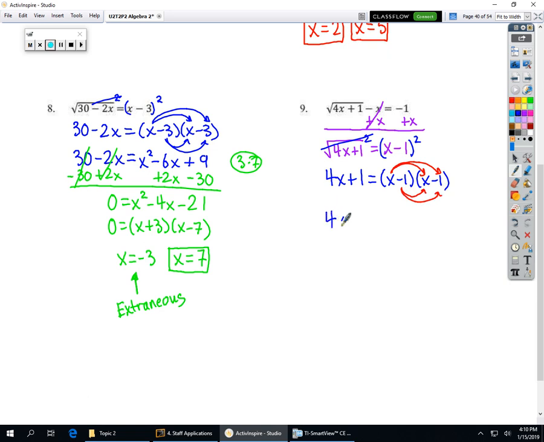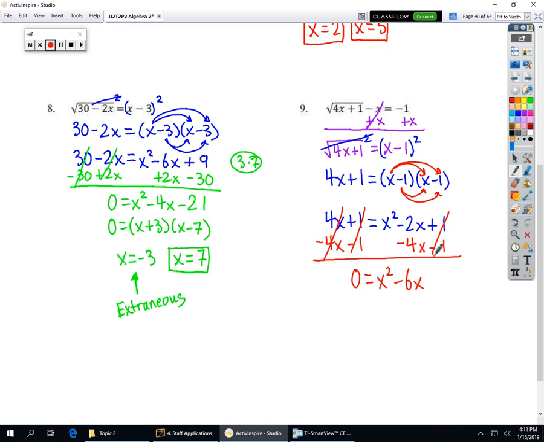So that becomes 4x plus 1 equals x squared. And if I do all of it, it's minus 2x plus 1. Move everything to one side. So let's get rid of the 4x here. Let's get rid of the 1 here. Cancel, cancel. 0 equals x squared minus 6x. These are gone. Oh, great. I only have 2 terms now. Well, I can't use square roots because I don't have x squared in a number.